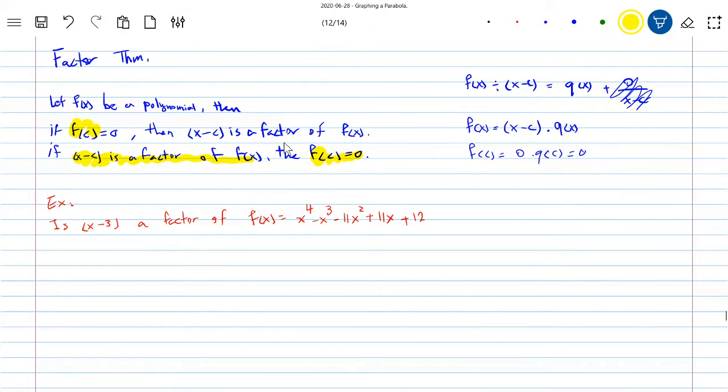If f of c is 0, that means by the remainder theorem, when you divide f of x by x minus c, you get no remainder. So therefore, x minus c must be a factor of f of x. You can think about it both ways. This is what the factor theorem is about. And how do we use the factor theorem? Maybe I'll show you through an example.